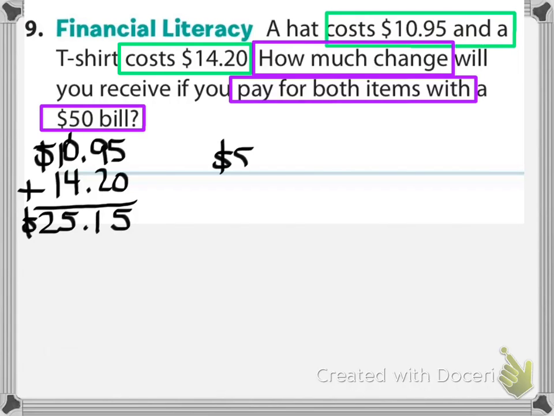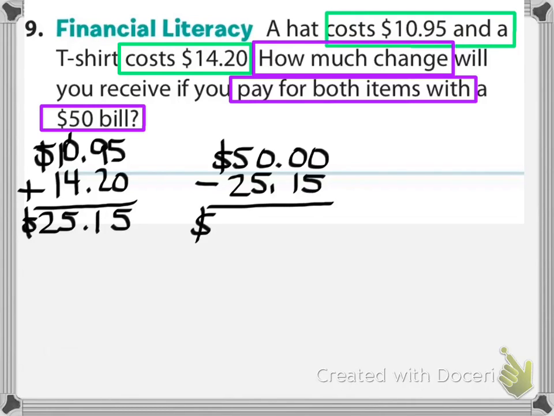So a $50 bill means you're not paying with any coins, any change. It would be $50.00. So again, set this up by lining up your decimal places. So you've got $50 minus $25.15. Keep in mind this is a problem dealing with money. We're going to bring the decimal straight down.